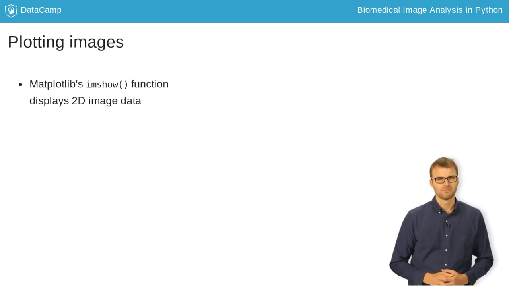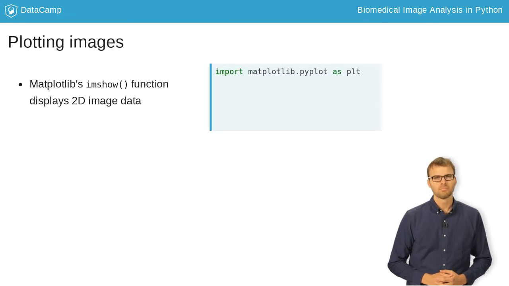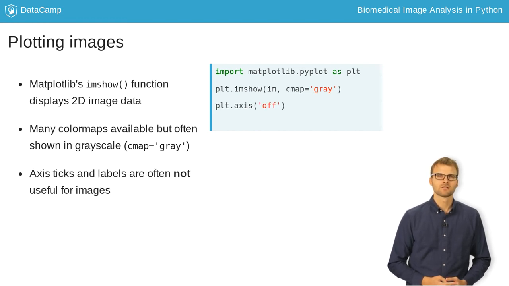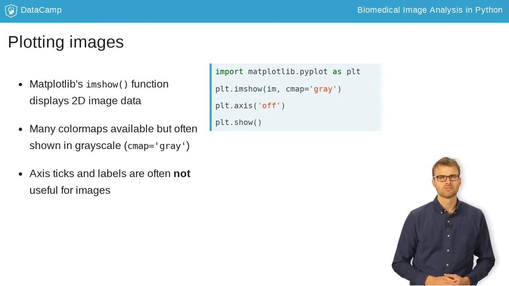Visualization is fundamental to image analysis, and we'll rely heavily on Matplotlib and its imshow function throughout this course. To draw a simple plot of a 2D image, first, import the pyplot module from Matplotlib. Next, call pyplot.imshow and pass in the 2D image. If the image does not have color, add cmap equals gray to plot it in grayscale. Next, to reduce clutter, it's common to turn off the axis, ticks, labels, and frame with pyplot.axis off. Finally, call show to render the image.